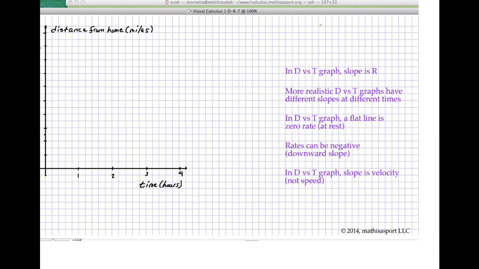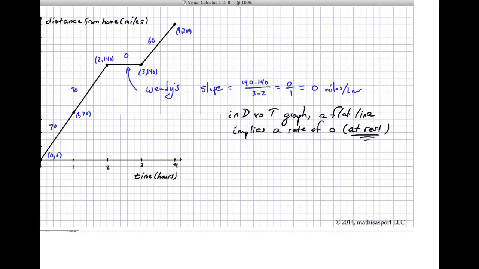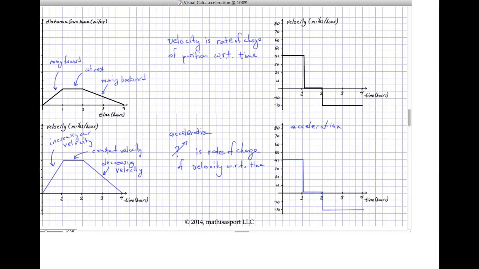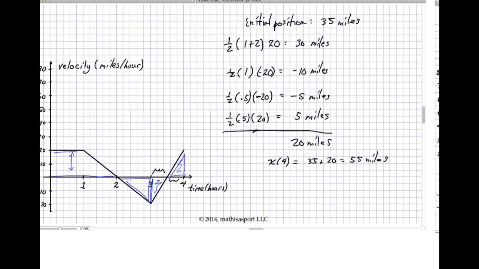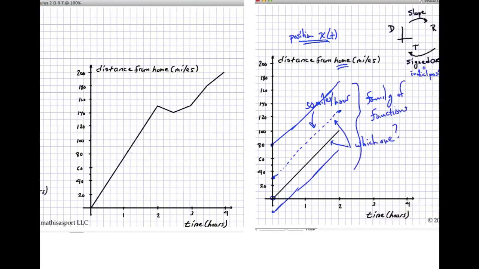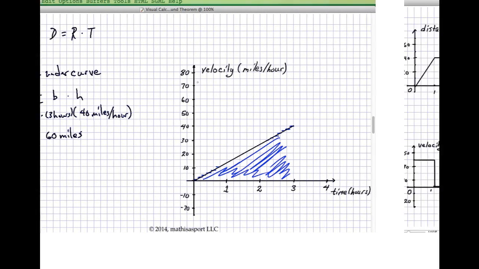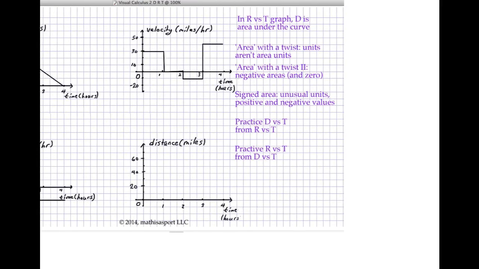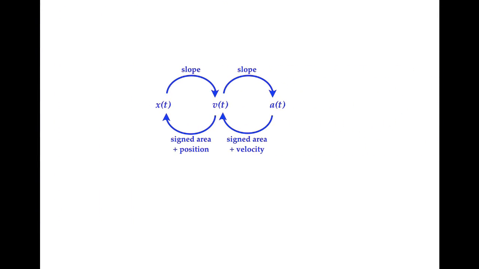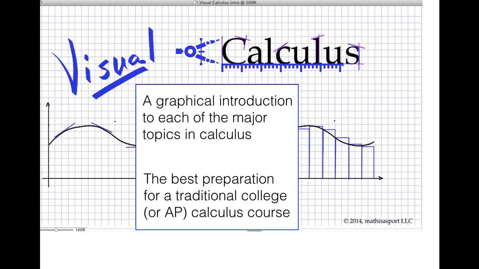Visual calculus is simply this. We explore graphically, using simple geometries, all of the major topics of differential and integral calculus, including their relationship. Using a single extended example of traveling in a car, by the end of this mini-course, you'll have a framework for how all of calculus fits together. It's the best introduction I can think of for a traditional AP or college-level calculus course. And it all starts with a road trip. So fasten your seatbelts, because here we go.